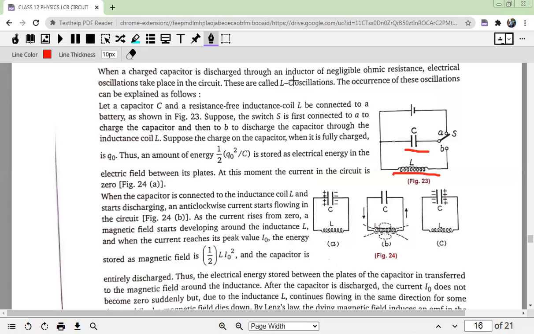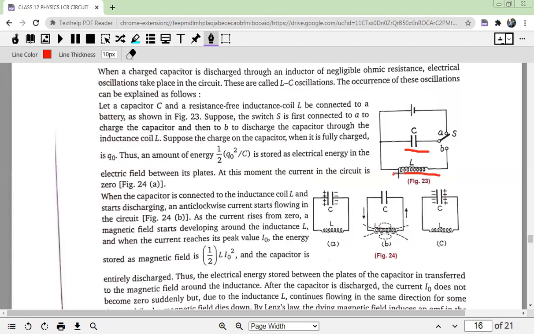You can see here, when a charged capacitor is discharged through an inductor of negligible ohmic resistance, so that there is no loss of energy. In the ideal case, we have assumed its resistance to be 0. Therefore, there is no loss of electrical energy; I squared R T equals 0.